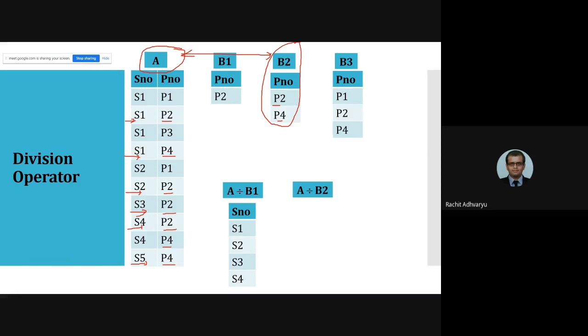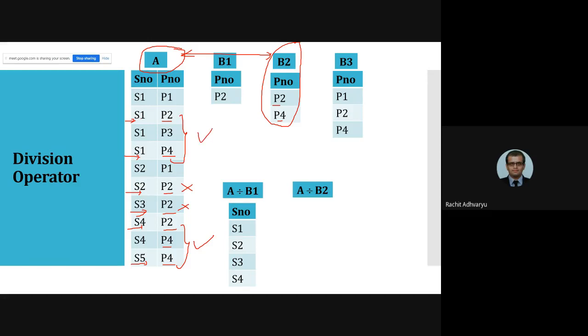So let us say S1 is associated with P2. Yes. S1 is also associated with P4. So we will consider this. Then S2 is associated with P2, but S2 is not associated with P4. So we are not going to consider this. Then S3 is associated with P2, but S3 is not associated with P4. So we are not going to consider this. S4 is associated with P2 as well as P4. So we are going to consider this.